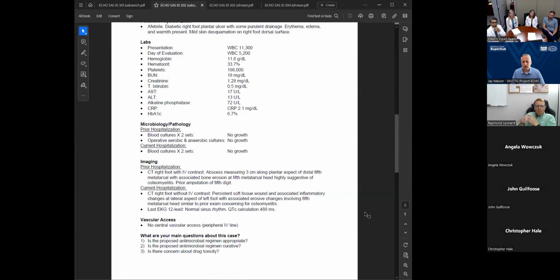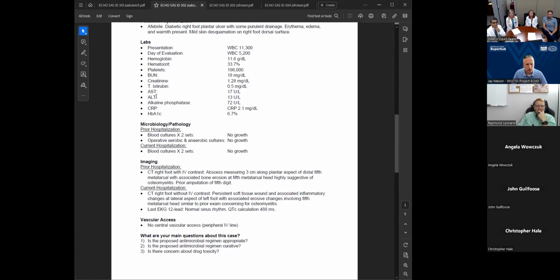And just of note, she had a prior EKG where her QTC was just mildly elevated. And at the time we were consulted, she did not have any central vascular access, just a peripheral IV line. So the questions about this case: is the proposed antimicrobial regimen appropriate? Is the proposed antimicrobial regimen curative? Can our antibiotics fix her? And then is there concern about drug toxicity?